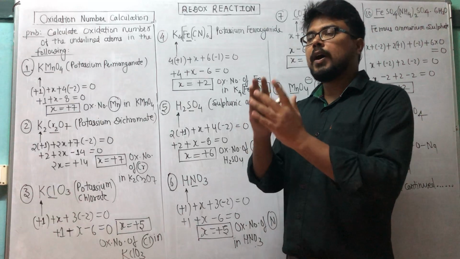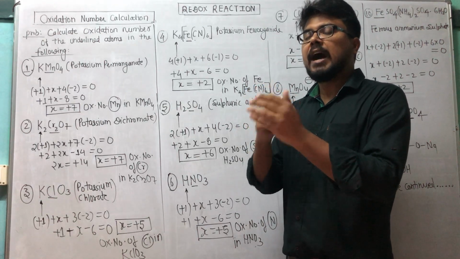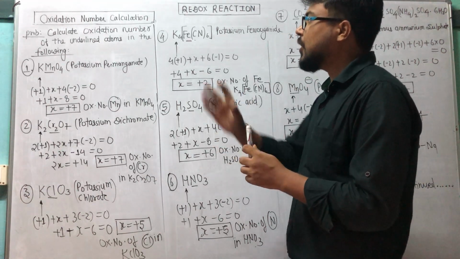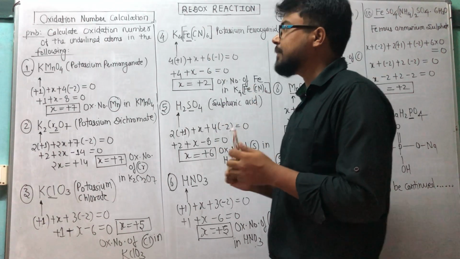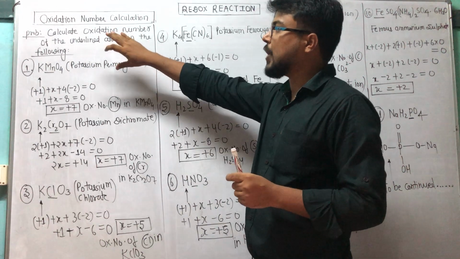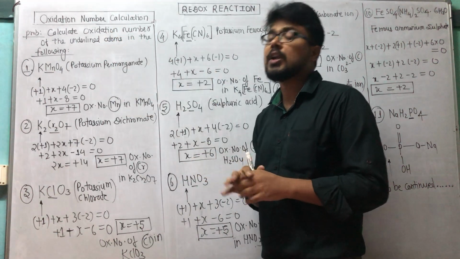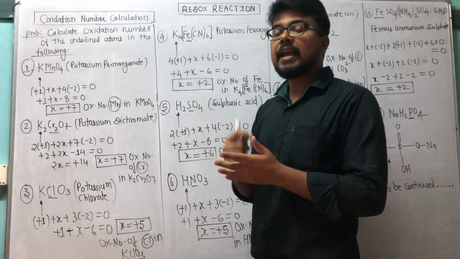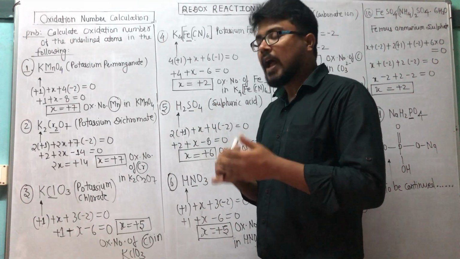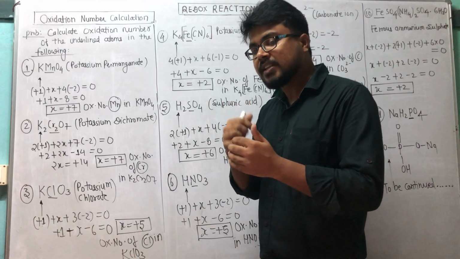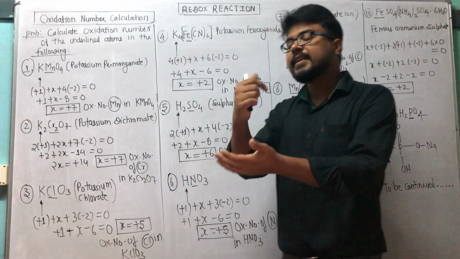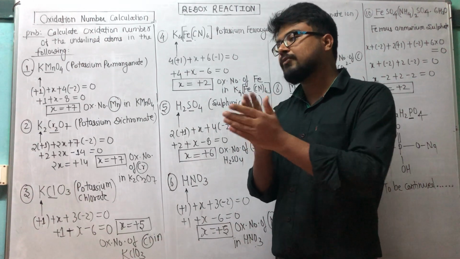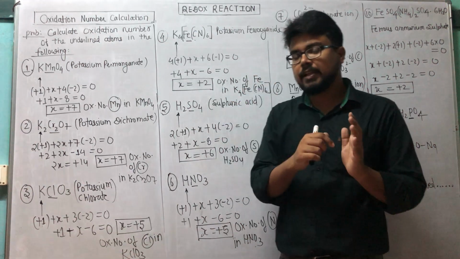On the basis of that, we will make our calculations in the redox reaction chapter, and the topic is oxidation number calculation. So how can we make a perfect calculation, or calculate oxidation number exactly as the examiner is asking? First of all, I would like to recall the concept.